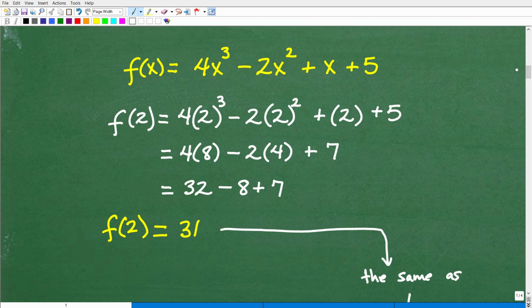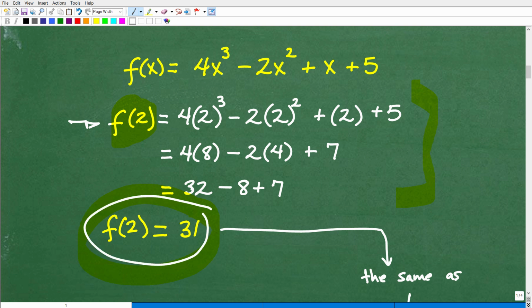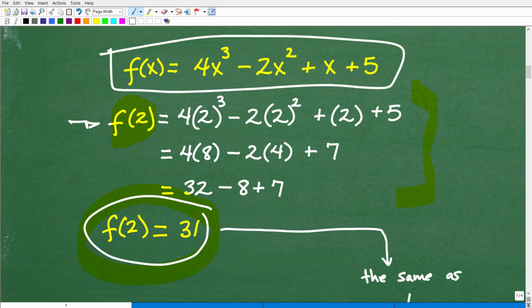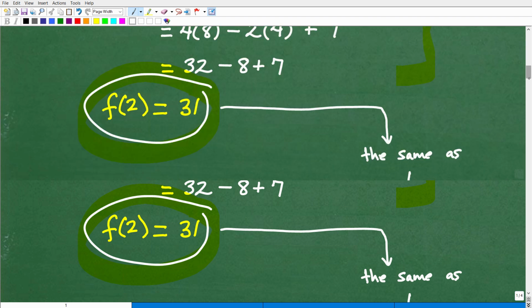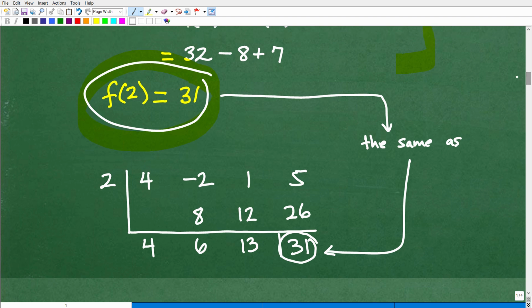All right, so here is our problem. Here is our function, and we are evaluating this function for 2. We're finding f of 2. We do all this number crunching, and you get 31. So you can see the work here just in case you had problems with that initial setup that I described earlier in the video. But f of 2 of this particular function is equal to 31. And the answer to evaluate this function for 2 is, again, 31, and it's going to be the same as doing this, all right?